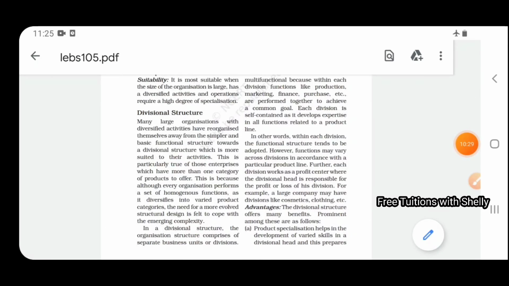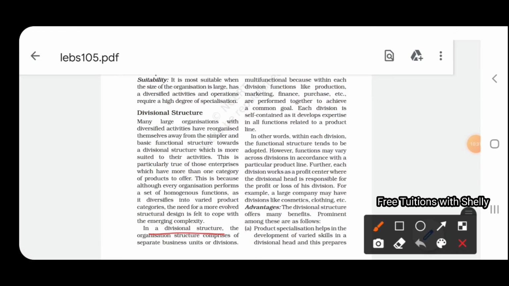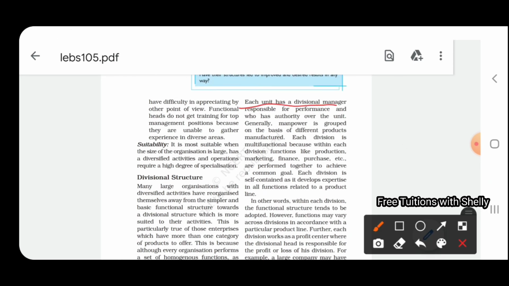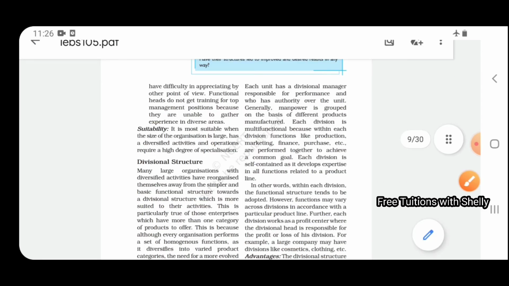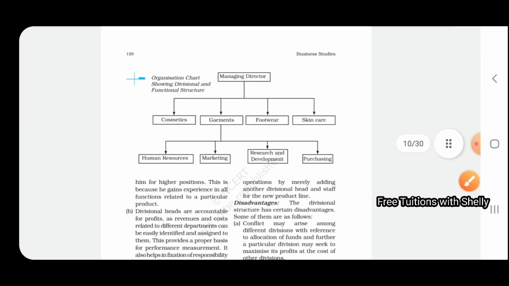Now let us talk about divisional structure. The divisional structure is an organization structure comprising separate business units or divisions. So here in the organization there are different business units, and each unit has a divisional manager responsible for performance and who has authority over the unit. Each business will have different departments like marketing, research. For example, in this chart you can see that there is a managing director as the head, and the organization is dealing with different products like cosmetics, garments, footwear, skincare, and each of these has different departments like human resources, marketing, research and development, purchasing.